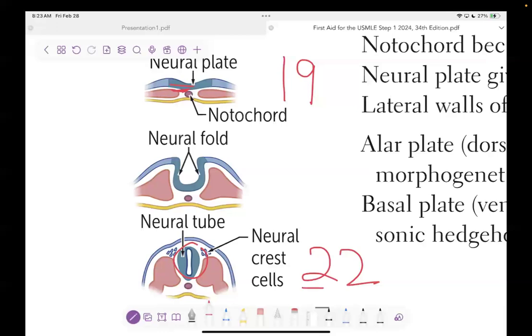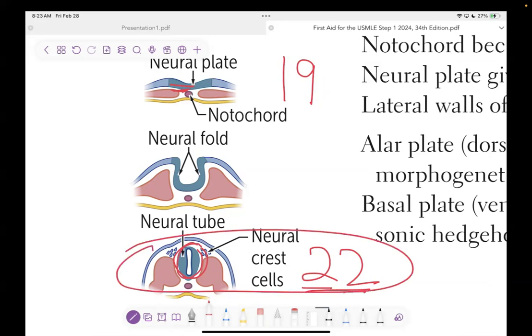Whenever we say 22, don't say 22, just say 20 tube, 20 tube. It means that the tube is made on the 22nd day. Believe me, you will see a question, especially from here, because the neural tube is very important. And of course, if it is opened or not closed, we will see a lot of neural tube defects, and the exam will examine which day it is made and which day it's completely made.